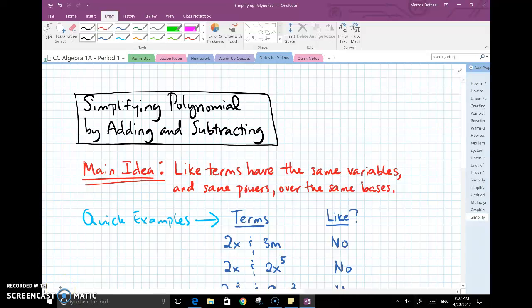Hi everybody, in this video I will be showing you how to simplify polynomial expressions by adding and subtracting. Before we get into examples though, it's important to note what constitutes like terms. Like terms are terms that have the same variables and the same powers, and the key here is that the powers need to be over the same bases.